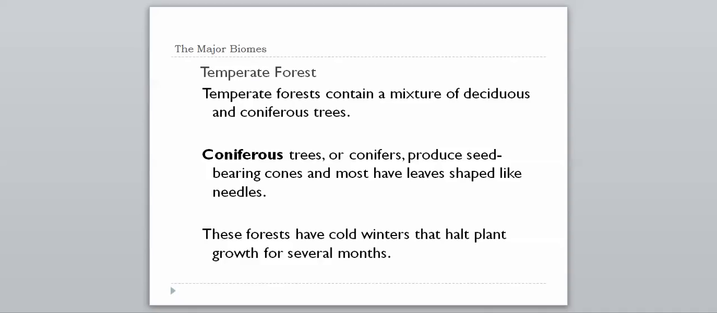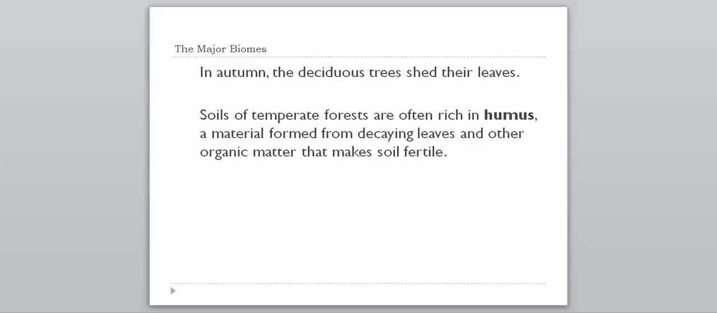And these forests have cold winters that will halt plant growth for several months. Kind of sounds like what we're living with here in Illinois. And in autumn, the deciduous trees will shed their leaves, and the soils of temperate forests are often rich in what is known as humus, and this is a material formed from decaying leaves and other organic matter that makes soil fertile. So all the leaves that fall off in the autumn, all those nutrients break down and decompose, and it actually gives us fertile soil because the soil will absorb the nutrients that were once present in those leaves.